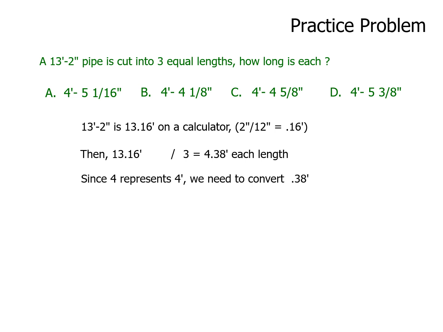So I took the 13.16 feet and simply divided that by 3 equal pieces. That tells me that I need 3 pieces that are 4.38 feet each. Now, once again, I know 4 is 4 feet. What I need to figure out is, what is this 0.38 of a foot, this part of a foot? What part of a foot? Well, again, 1 foot times 12, so 0.38 times 12 is 4.56 inches.